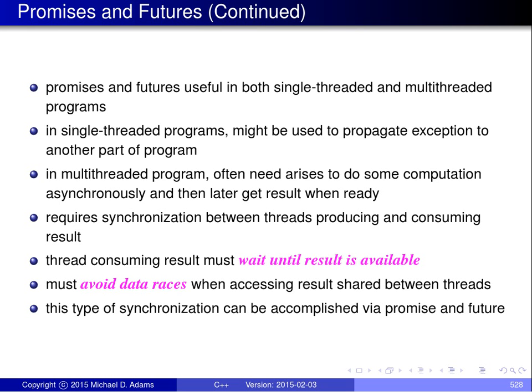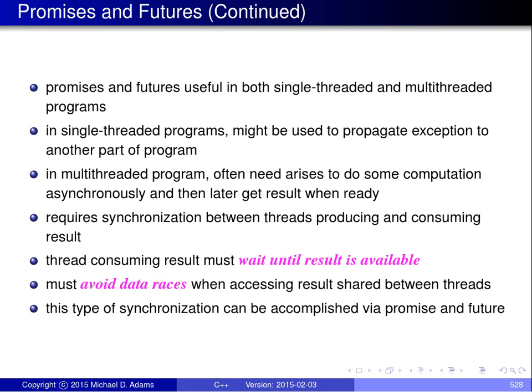So the situation could arise where the thread that's trying to consume the result tries to get the result before it's ready. So there has to be some mechanism whereby if the thread that's consuming the result tries to read the result before it's ready, it needs to be blocked until the result becomes available.